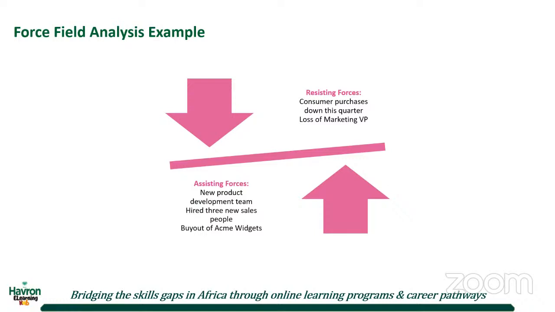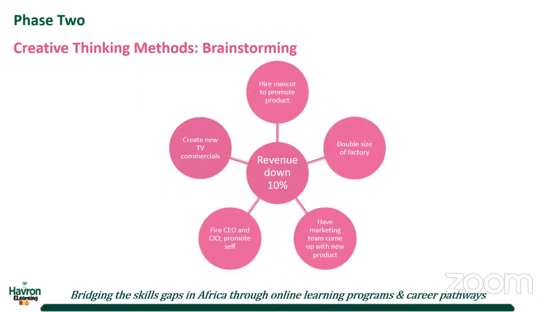On one half of the line, list the forces that are working to solve the problem. On the other half, list the forces that are stopping you from solving the problem. So this is what this diagram is all about. Look at what I've just explained and draw the resisting forces and the assisting forces in solving your problem.